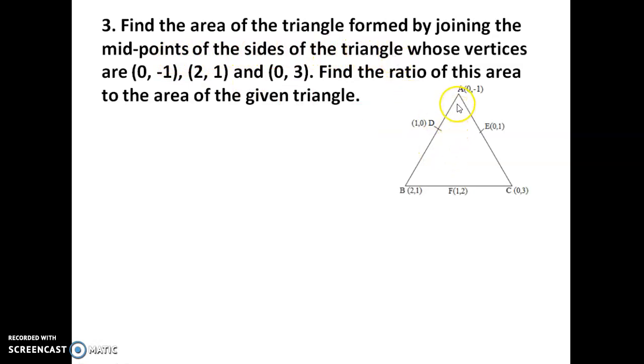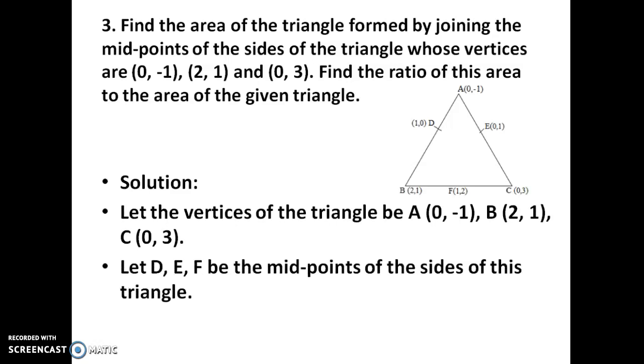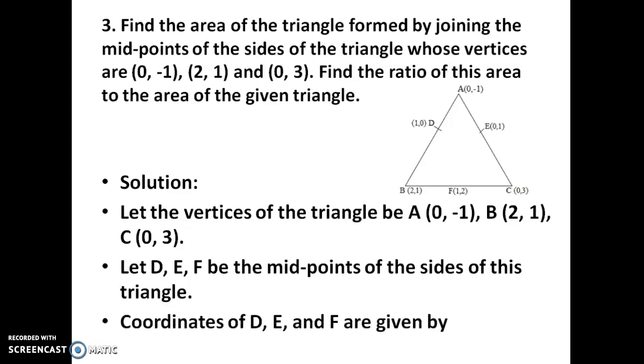So what is the midpoint of AB? It is D. AC, it is E. BC, it is F. These midpoints we are going to join and draw one small triangle inside the big triangle. Then after that we are going to find the ratio of the areas of these two triangles. So let's begin. ABC are the vertices of the triangle. Then D, E, F are the midpoints of the sides of the triangle.